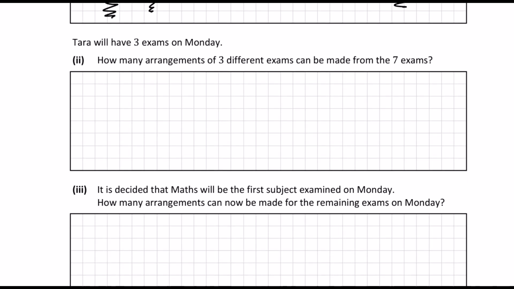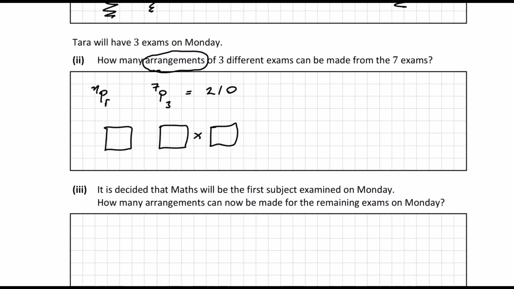Tara will have 3 exams on Monday. In how many arrangements? That word there is very important. You've covered, I think, this idea here in P-or. That's arrangements. So in how many arrangements of the 3 different exams can be made from the 7 exams? So really that's just 7P3. You can do that on your calculators and you'll get 210. If you want to use the box way of doing it, you just need 3 boxes, which again we're going to multiply.